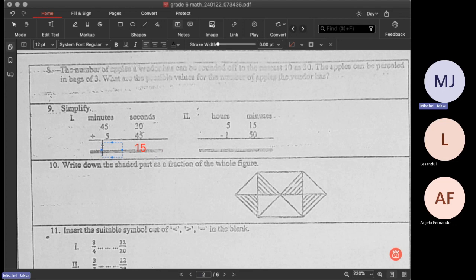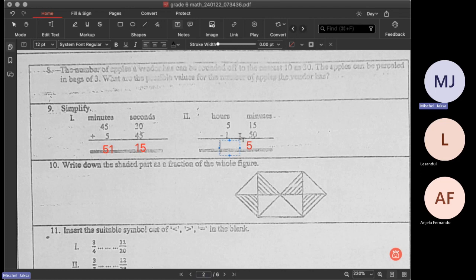Okay. 1 minute plus 45 minutes, we get 46 minutes. 46 minutes plus 5 minutes. What is the answer? 51 minutes. Well done, Pute. Next, hours and minutes. We have minutes 15 and 50. So 15 plus 50, we get 65. We cannot keep 65 there. So we are going to subtract 60 from it and keep the remaining as 5. So 60 minutes will go to the hours column as 1 hour. So 1 hour plus 5, we get 6 hours.